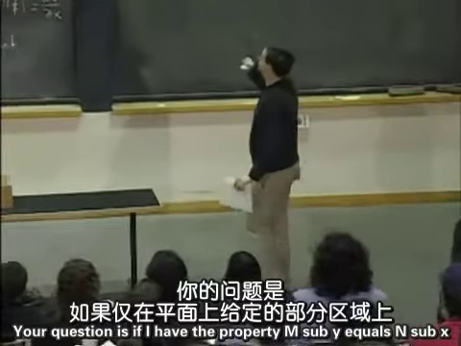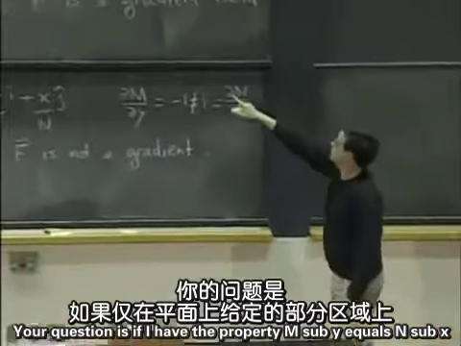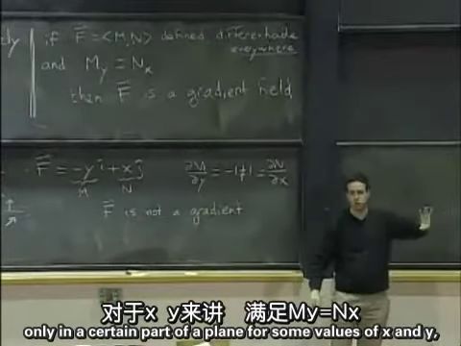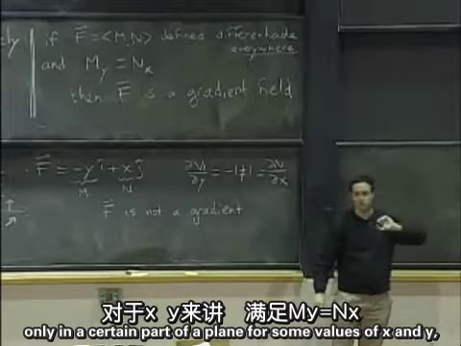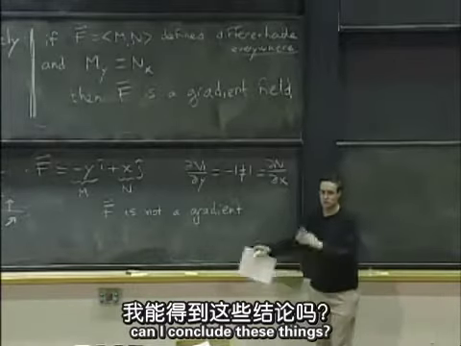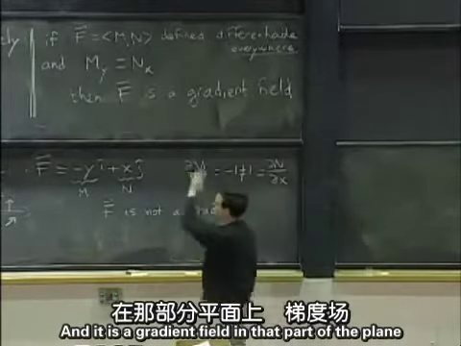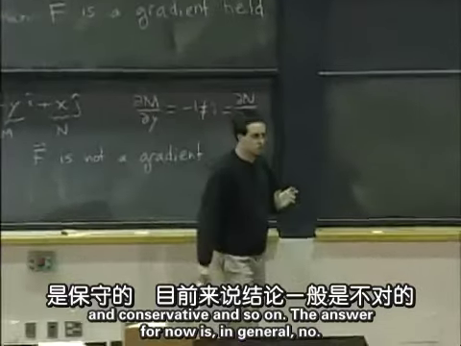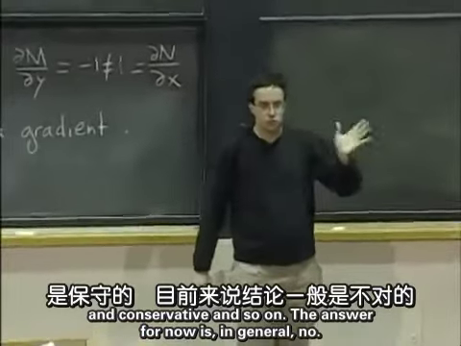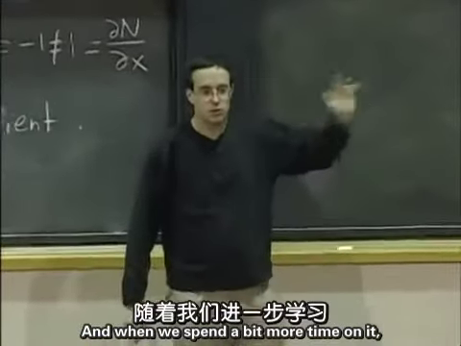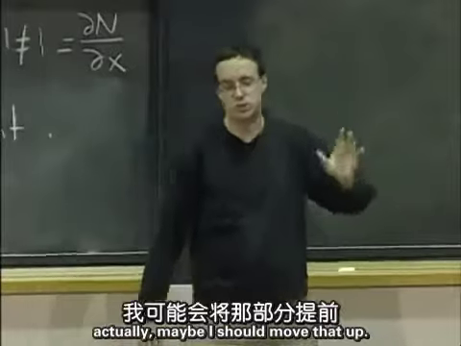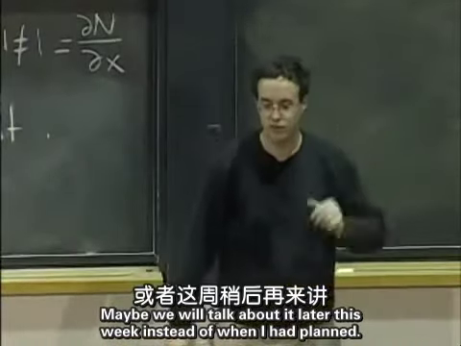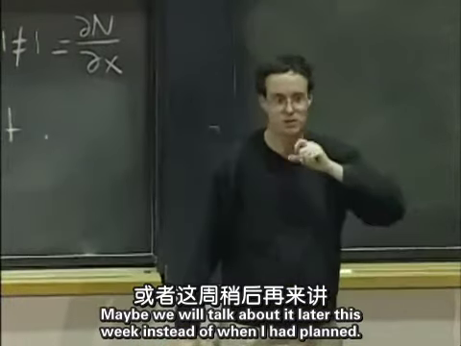Okay, so your question is, if I have that property m sub y equals n sub x only in a certain domain, in a certain part of the plane, for some values of x and y, can I conclude these things? And you know that it's a gradient field in that part of the plane and conservative and so on. So the answer for now is in general no. And when we spend a bit more time on it, actually maybe I should move that up. Maybe we'll talk about it later this week instead of when I planned.